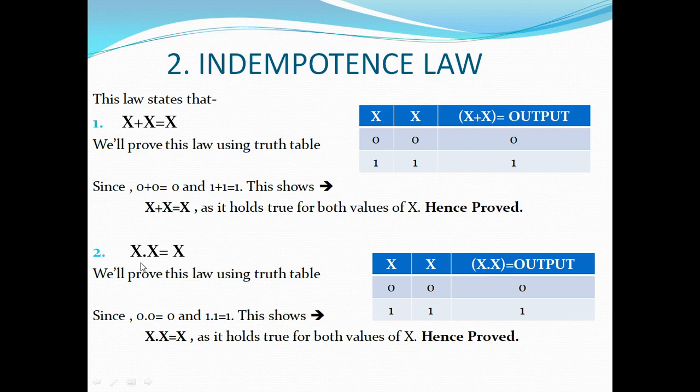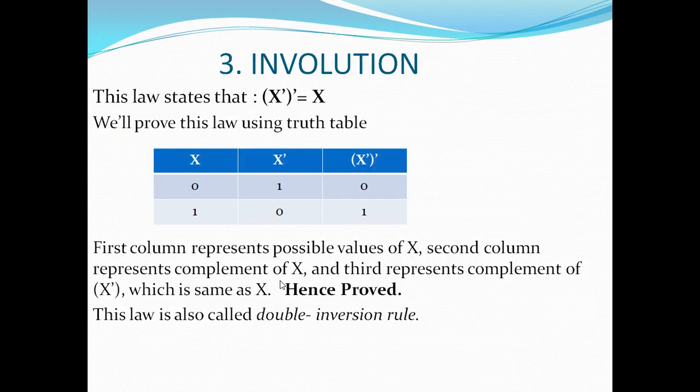Now the second law states that x dot x is equal to x. So make a truth table, x, two possible values 0 and 1. 0 multiplied with 0 is always 0, and 1 multiplied with 1 is always 1. So using this truth table, this equation is also proved. So the idempotence law states two equations. This is the first equation and this is the second equation, and using these truth tables you can prove these two equations.